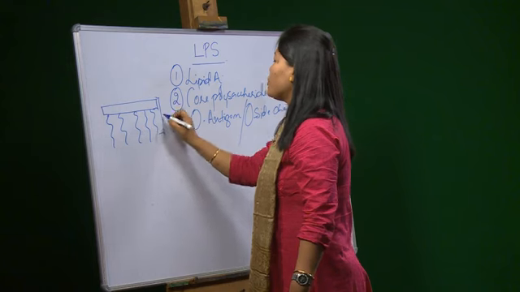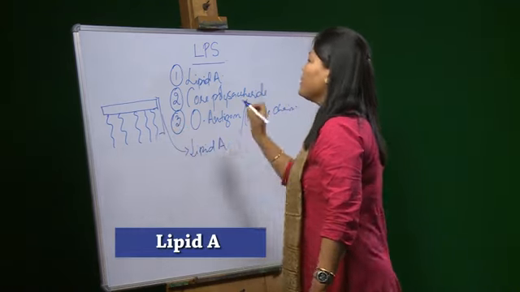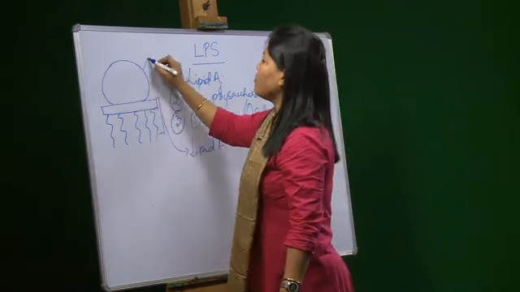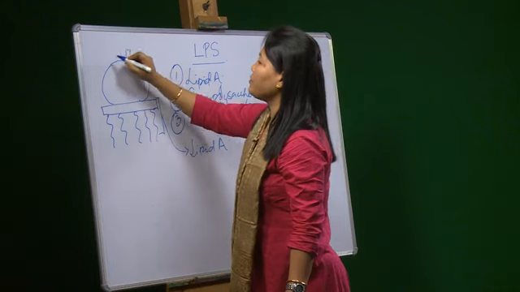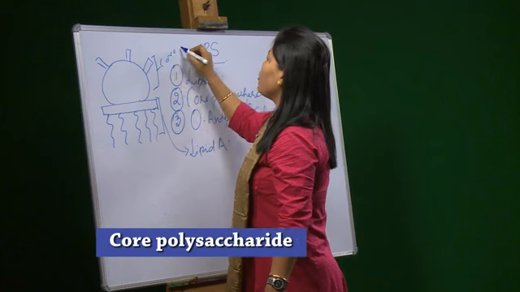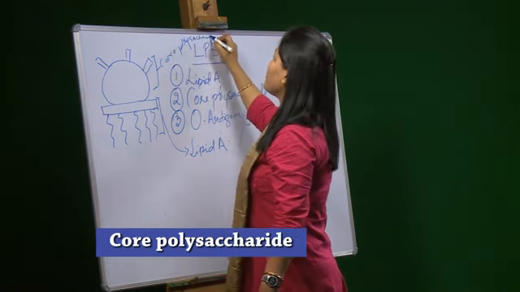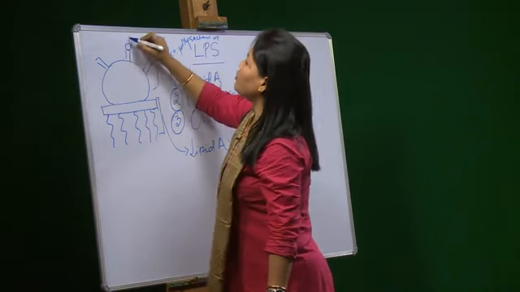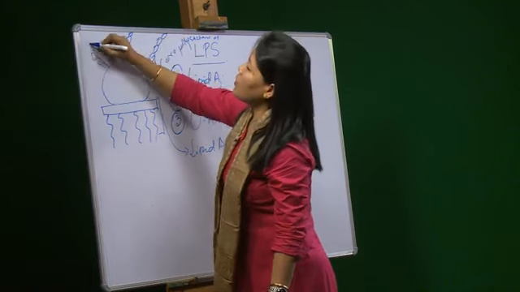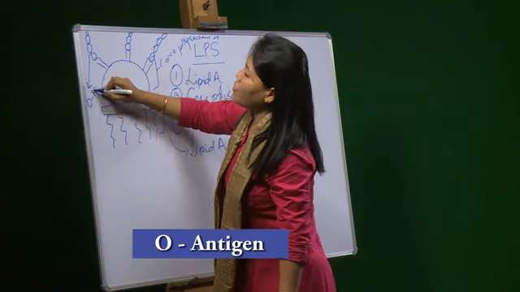This whole structure is the lipid A. Then above that, we have this core polysaccharide. This is the core polysaccharide. And finally, on top of it, it is the O antigen.